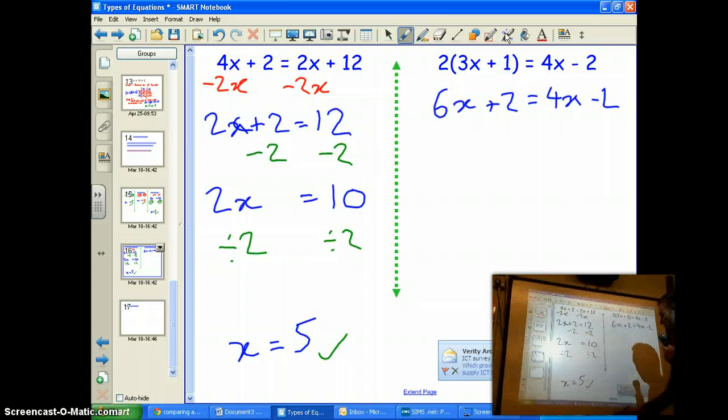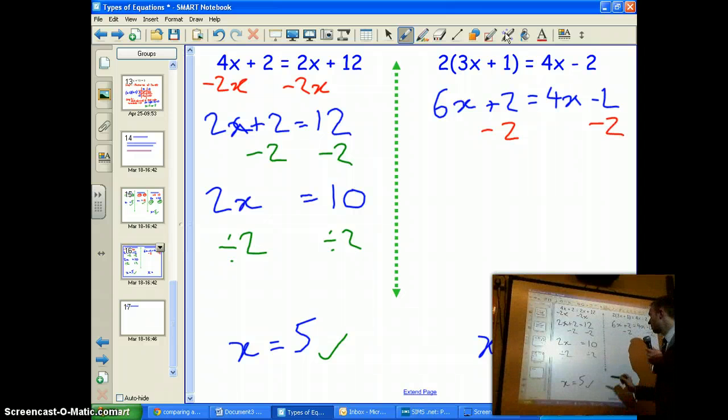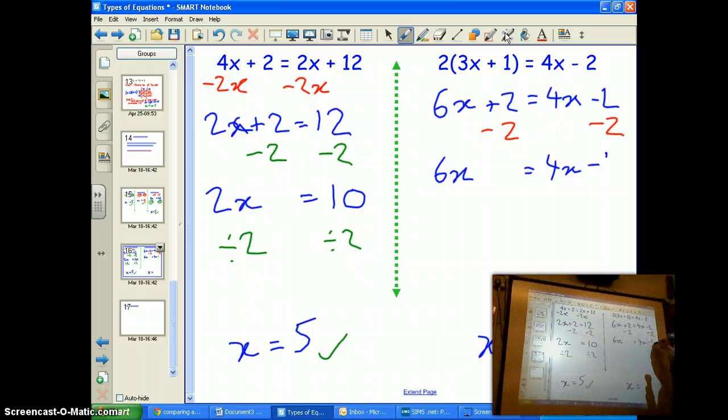Okay? Again, I want to end up with, down the bottom, x equals a number. Okay? So on the right-hand side, I've got this plus 2, which I don't want. So I'm going to take away 2 from here and take away 2 from here. So I end up with 6x equals 4x. And now, hopefully, you know your negative numbers. I've got minus 2, take away 2, which gives me minus 4.